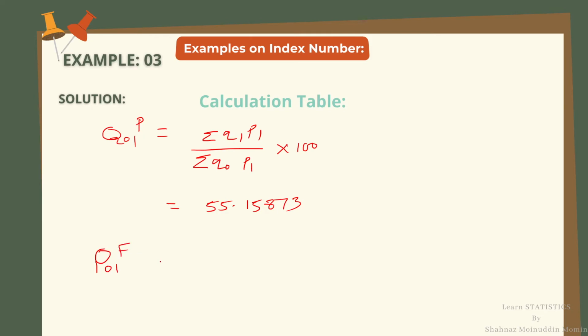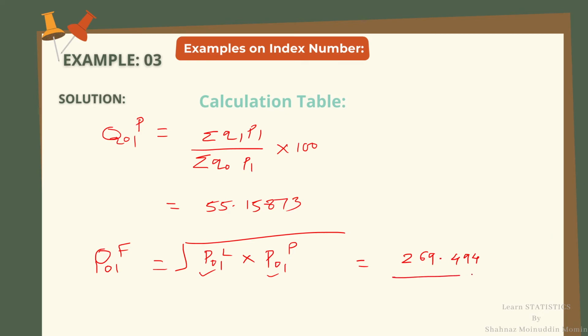Now the Fisher's price index number is given by P01 F is equal to under root P01 L into P01 P, the geometric mean of Laspeyres and Paasche's price index number. After substituting the values of P01 L and P01 P, we get the answer 269.494. Students are requested to substitute the values, calculate, and tally with this number as we have calculated in example number 2.